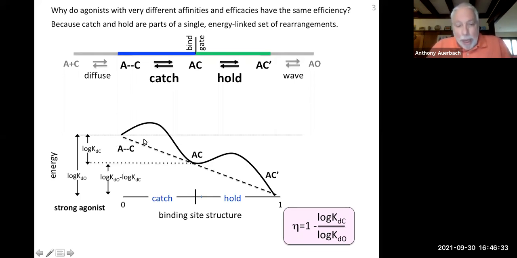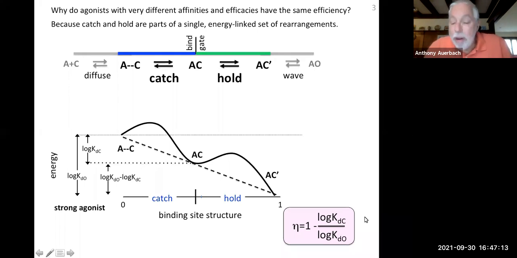So this is the energy landscape for catch and hold, and I have these tethered together. So whatever happens to catch happens to hold according to this tilt. So the energy change in catch, as we know, is log KDC, plus the offset from diffusion. The energy change in hold is the difference between the two, the numerator of the efficiency term. So the sum of the two is log KDO. So we now have efficiency as being the part of this energy landscape that goes towards gating. That's hold. That's this number divided by that number, which gives us our efficiency equation.